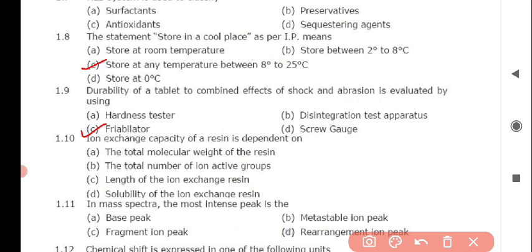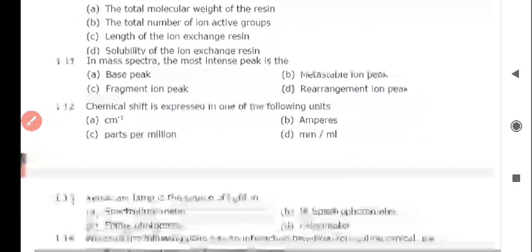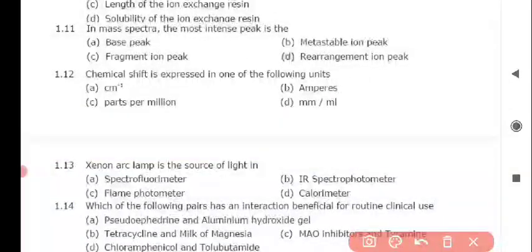Next question is, ion exchange capacity of a resin is dependent on, so the correct answer is option B, the total number of ion active groups. Next question is, in mass spectra the most intense peak is the, so the correct answer is option A, base peak. Next question is, chemical shift is expressed in one of the following units, so the correct answer is option C, parts per million, ppm. Next question is, xenon arc lamp is the source of light in, so the correct answer is option A, spectrofluorimetry.